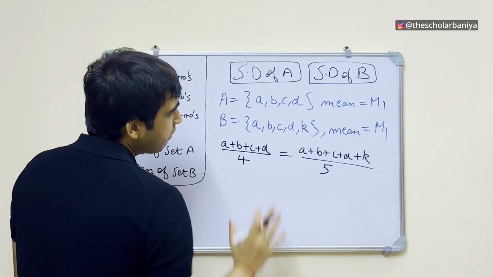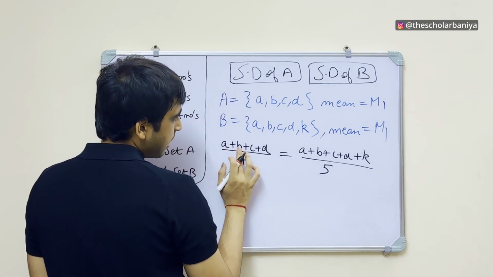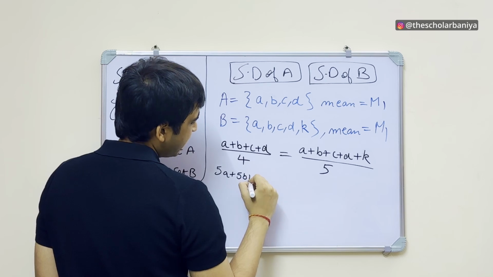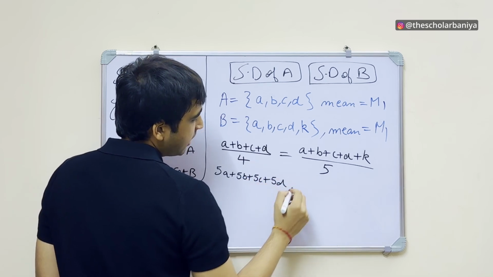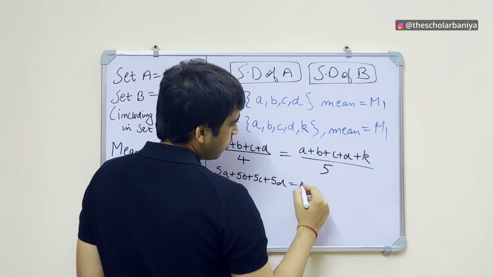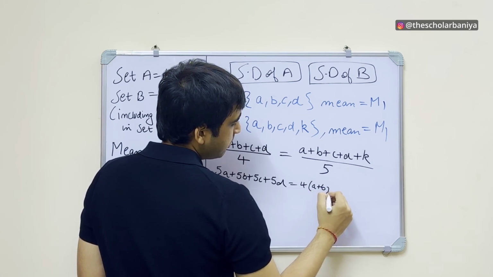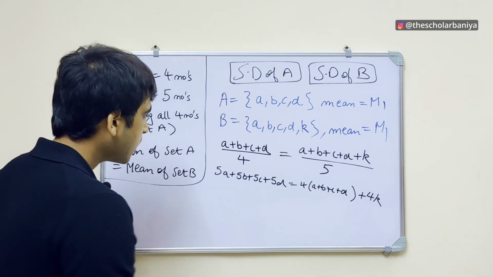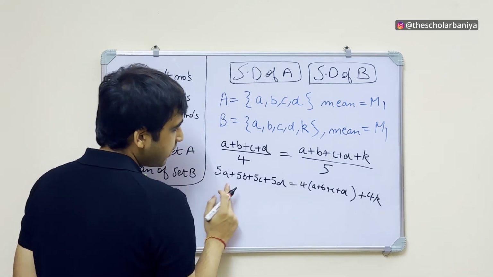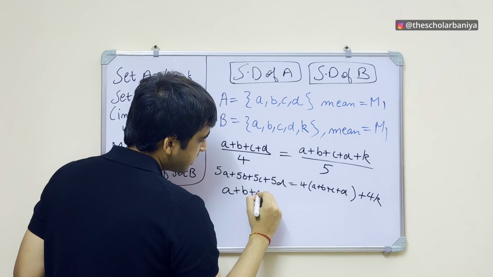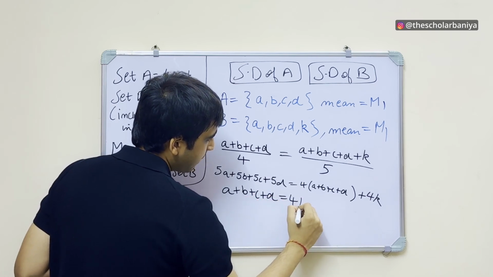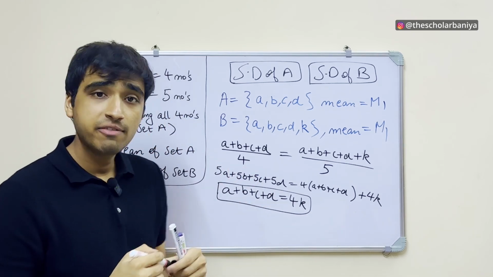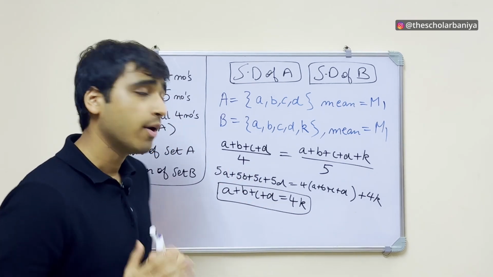Now let's solve this, right? So this becomes 5 times (a plus b plus c plus d) is equal to 4 times (a plus b plus c plus d plus K), that is, 4a plus 4b plus 4c plus 4d plus 4K, right? So that means if you bring it over here, a plus b plus c plus d is equal to what? 4K. I hope this should be fine, right?